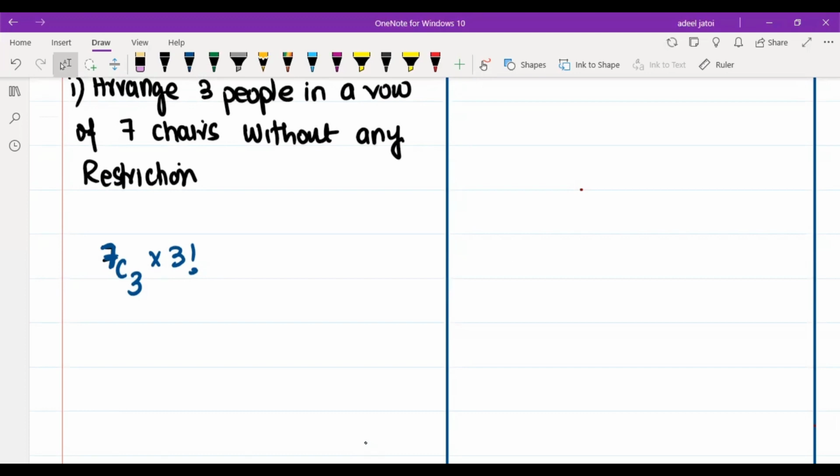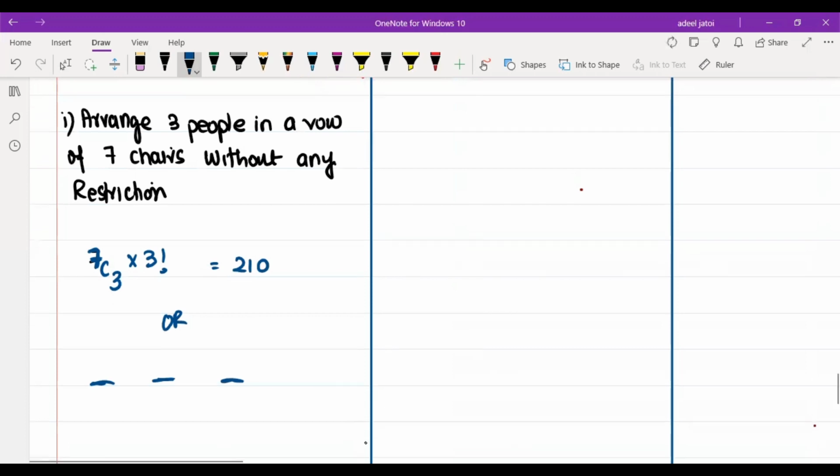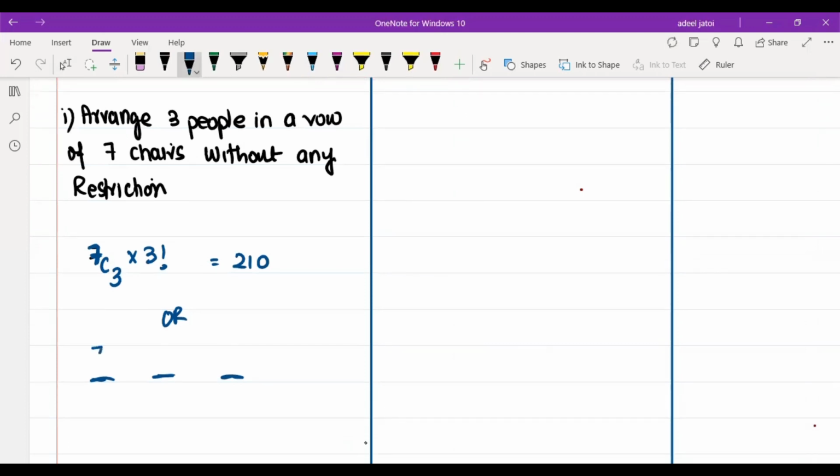There's another way of attempting this question. You can always write down, since you need to select 3 chairs, for the first chair, you have the option of 7 chairs. So 7C1, to make sure that your first person sits down, you have the option of how many chairs? 7 chairs. Then obviously when one person is down on the seat, you are left with 6 chairs. So that should be 6C1, making sure the second person sits down.